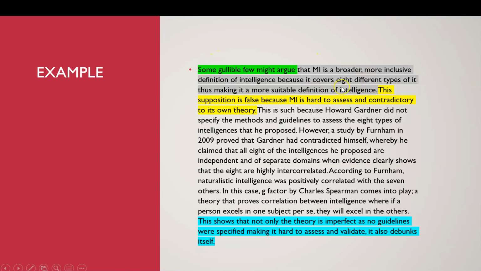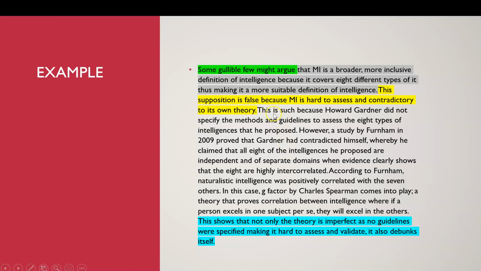Can you see this one here is the opponent's main idea, but we do not elaborate on it, we do not explain about it. We proceed then immediately to our third main idea. This supposition is false because MI, multiple intelligence, is hard to assess and contradictory to its own theory. So this sentence here is our main idea, which we will support in the following supporting sentences.